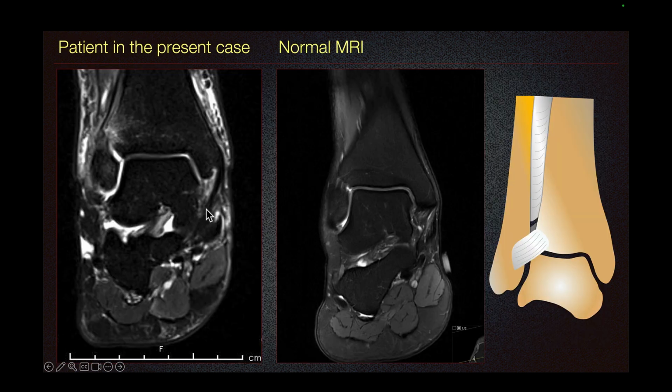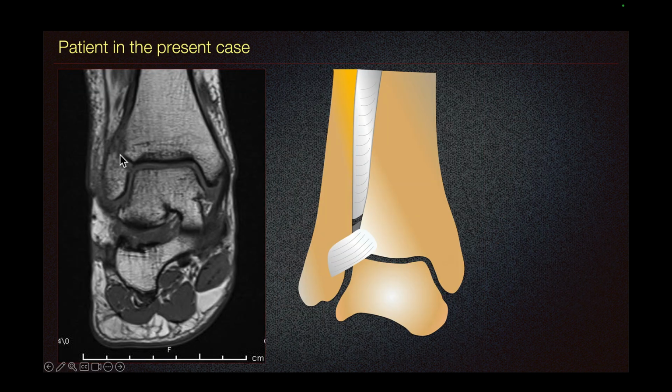And here on coronal image, on normal we can see these ligament fibers, and here we don't see those fibers. And on a different sequence, ligaments should appear dark like this, but again we don't see the ligament here. So this is high grade tear of the anterior inferior tibiofibular ligament, also a case of a high ankle sprain.